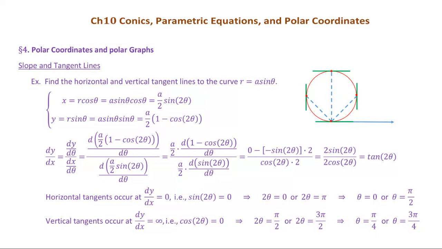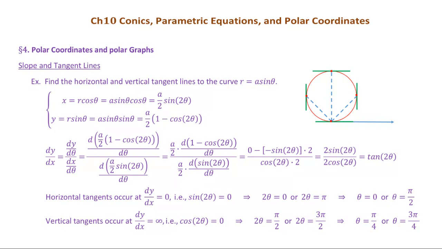And for the vertical tangents, we want the cosine 2θ equal to 0. dy/dx again is equal to 2 sine 2θ over 2 cosine 2θ. So when the denominator 2 cosine 2θ is 0, then the slope is undefined and we get a vertical tangent. Or you can say dy/dx is equal to infinity.